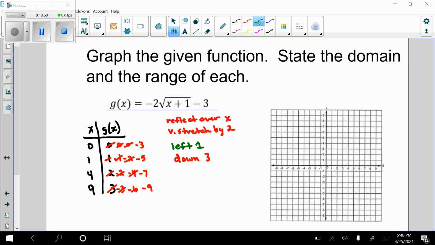My x value needs to go left 1, so I'm going to subtract 1 from all of these. And I have my new points to graph. I have negative 1, negative 3, 0, negative 5. There I can see my stretch of 2. 3, negative 7. And 8, negative 9.